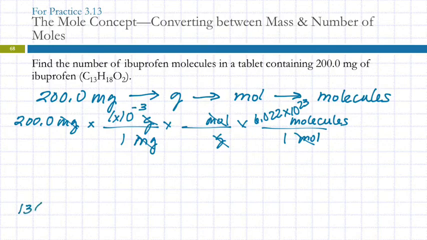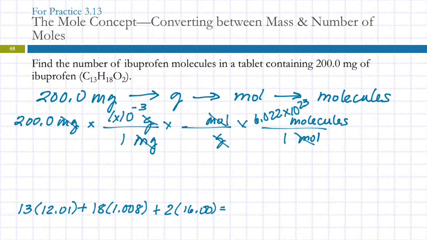There's 13 carbons times the mass of carbon and 18 hydrogens times the mass of hydrogen and 2 oxygens times the mass of oxygen. So we've got 13 times 12.01 plus 18 times 1.008 plus 2 times 16. And my calculator is giving me 206.274.